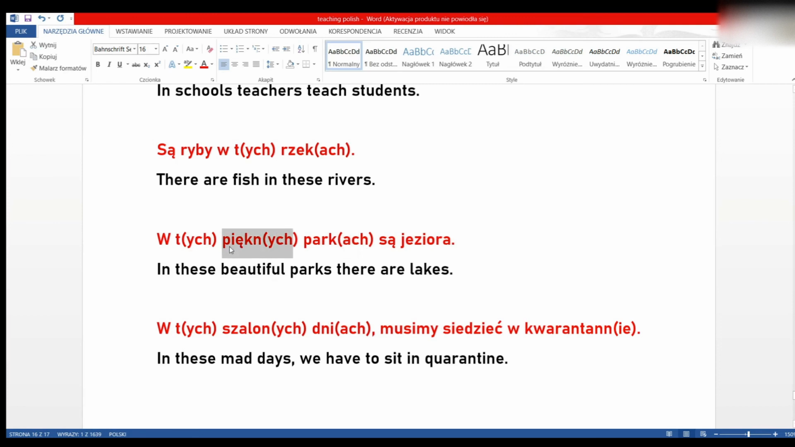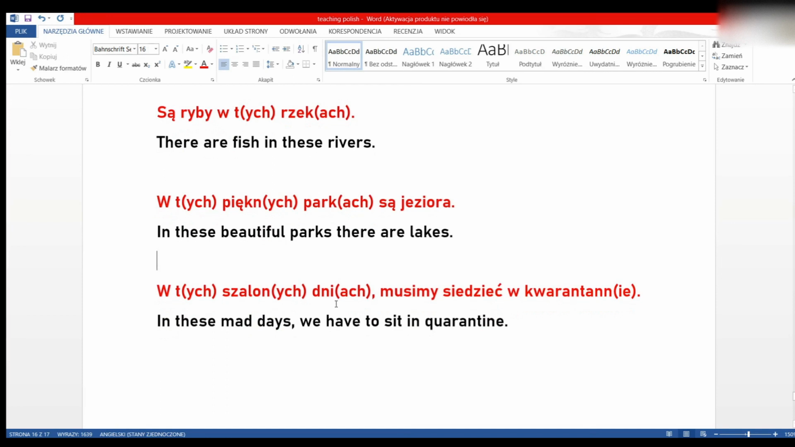Ich is for pronouns and adjectives, and ach is for the actual word, the noun or the place. W tych szalonych dniach musimy siedzieć w kwarantannie. So let's also focus here. It depends on how much you know in Polish and how good you are with vocabulary. In these mad days, we have to sit in quarantine. So w tych, in these, szalonych, mad, this is an adjective, ich, dniach.